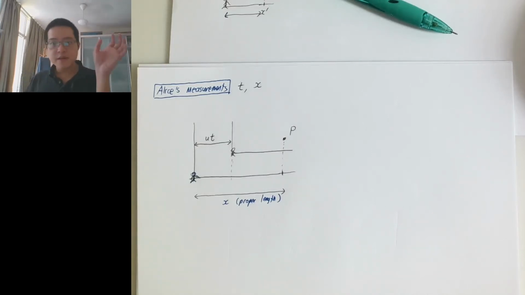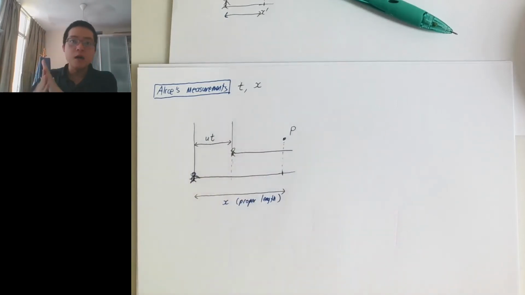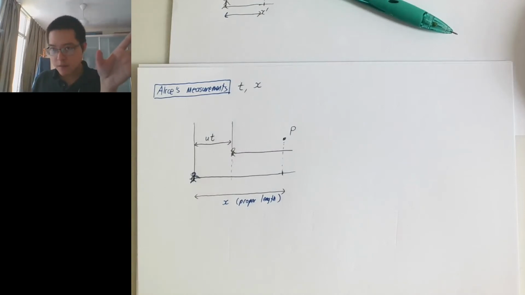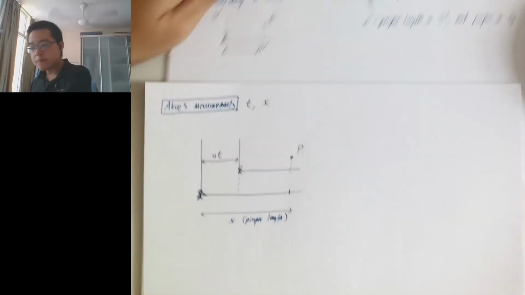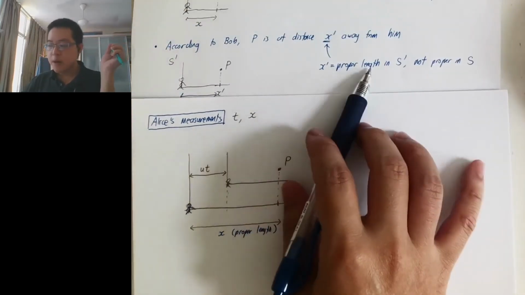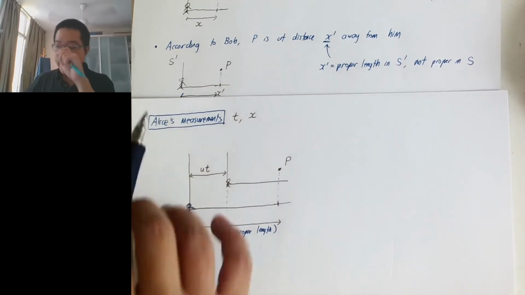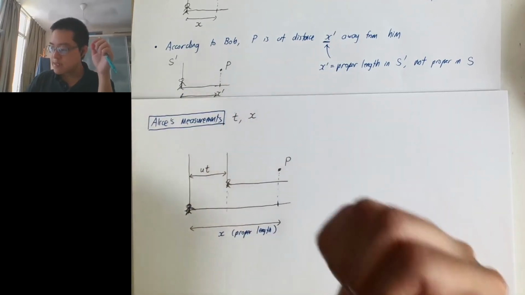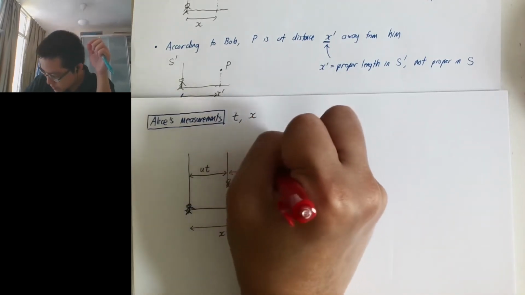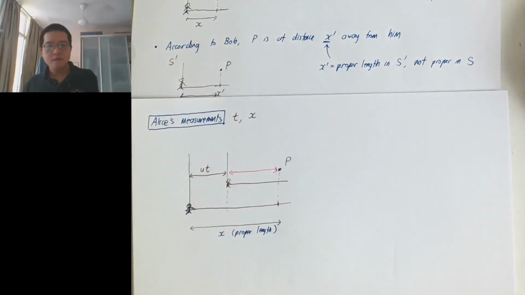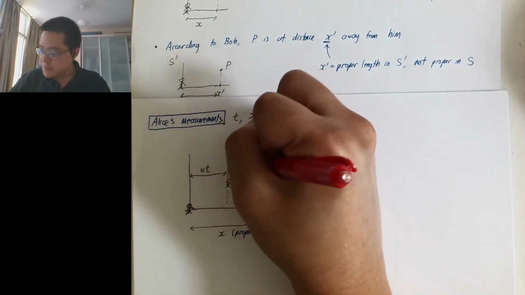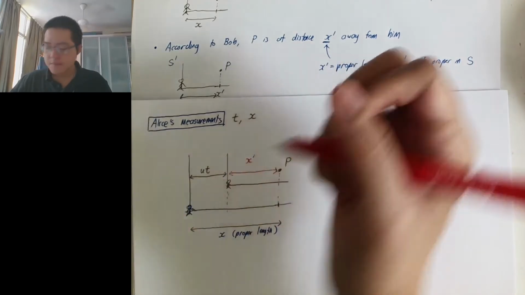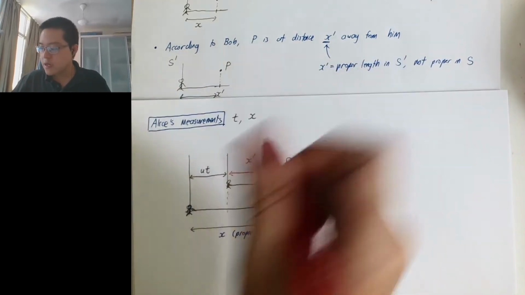Now, I also said, according to Bob, event p is x prime away from him. So x prime is Bob's proper length, but it is not proper length if we are talking about Alice. So what is this distance from here to here? Is it x prime? Not really, because this is not the proper length.